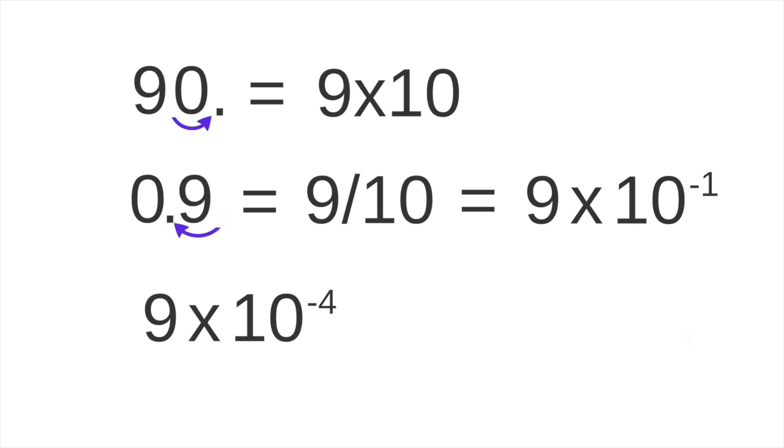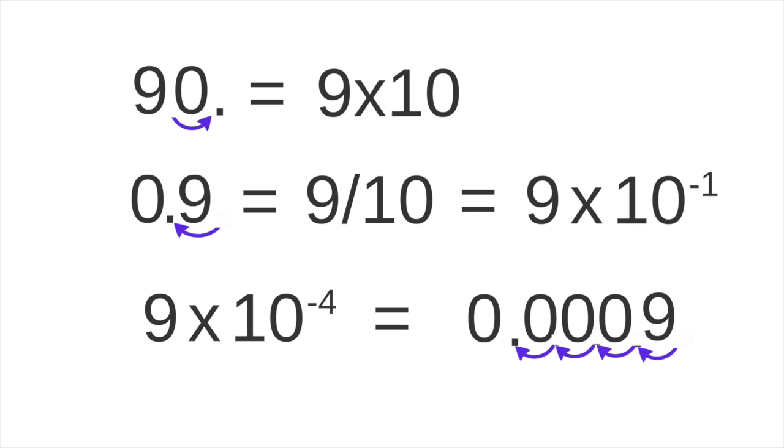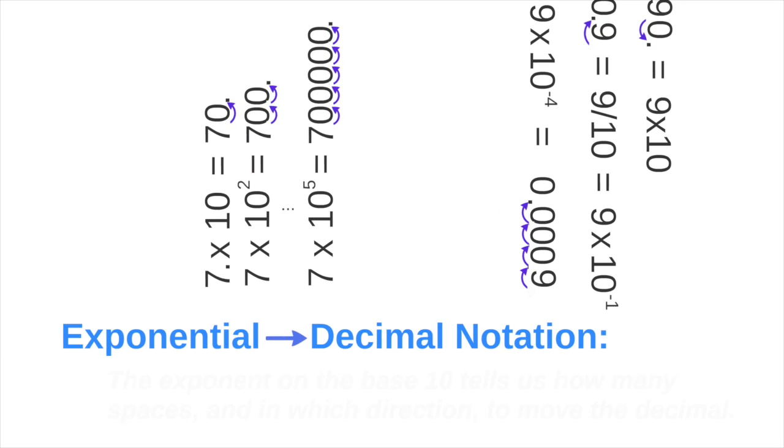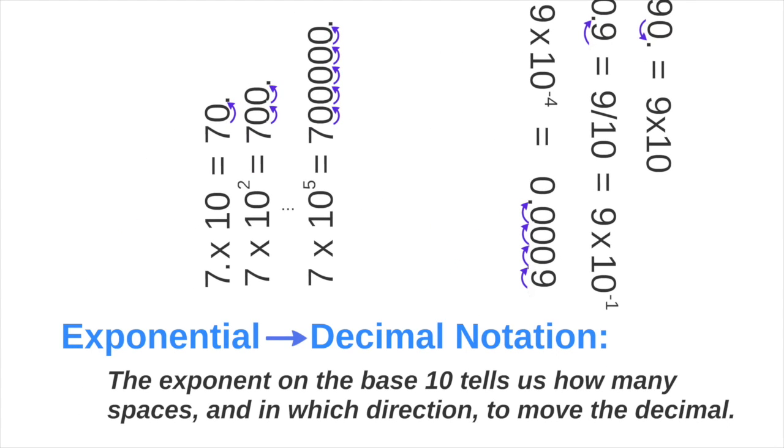So if we multiply 9 times 10 to the negative 4th, we move the decimal from right after the 9, 4 spaces to the left, giving us 0.0009, or 9 ten-thousandths. Therefore, in exponential notation, the exponent on the base 10 tells how many places to move the decimal and in what direction. A positive exponent moves the decimal to the right, while a negative exponent moves it to the left.